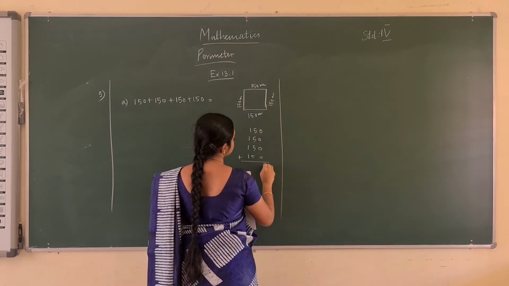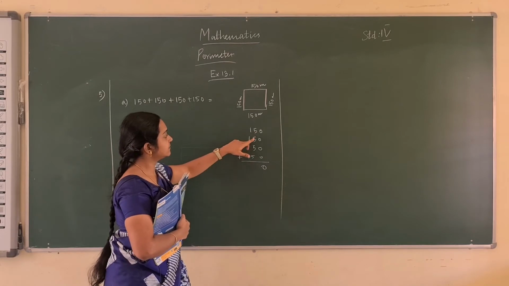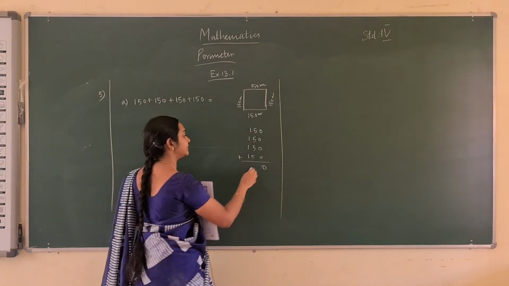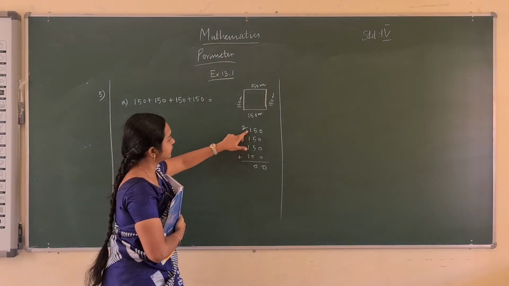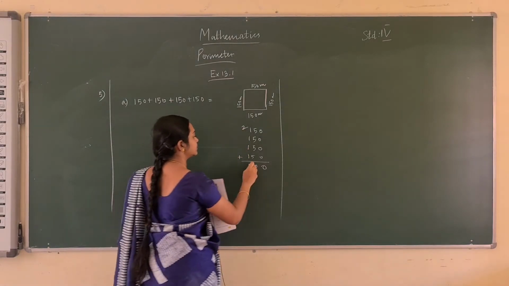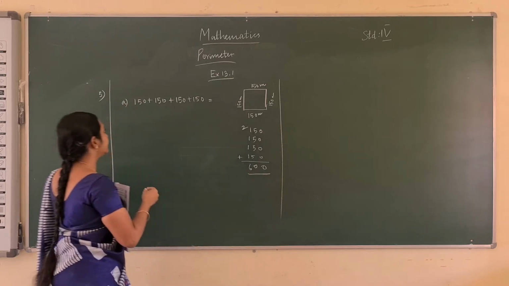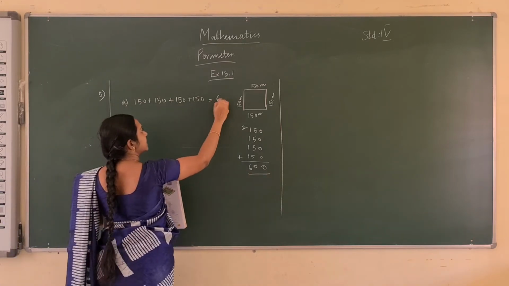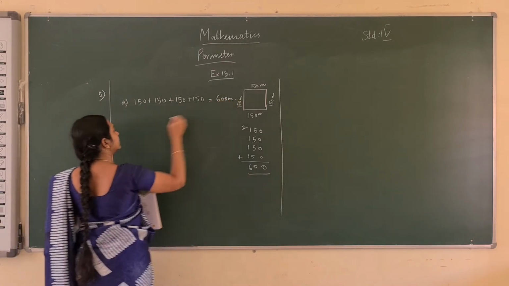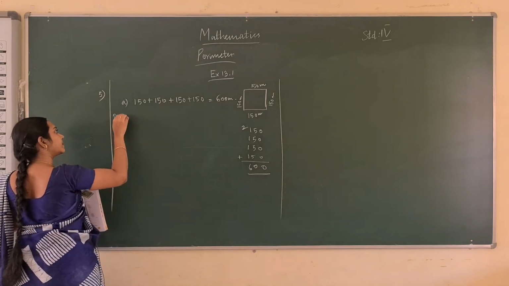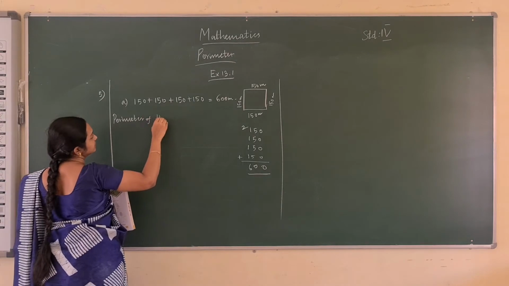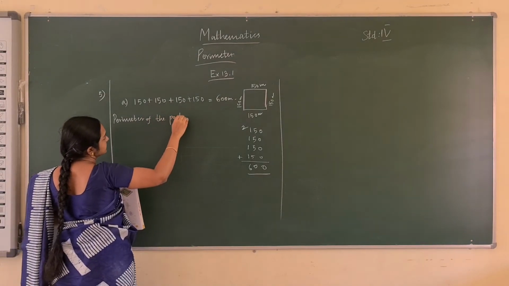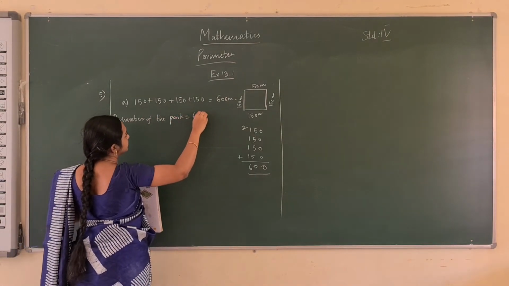Add 0, 5, 10, 15, 20. 2 is carried to the next place. 1, 2, 3, 4 and it is 6. So the perimeter is equal to 600 meters. The perimeter of the park is equal to 600 meters.